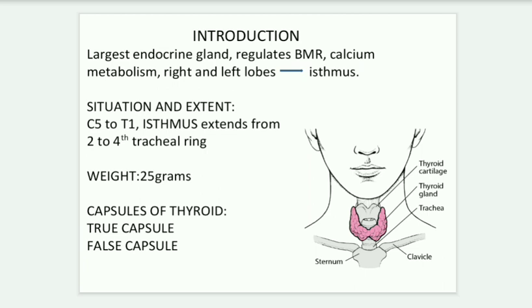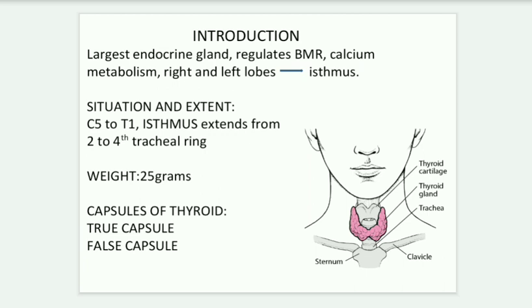Capsules of the thyroid gland: there are two capsules which surround the thyroid gland. It is your true capsule and false capsule. Your true capsule is a peripheral condensation of the connective tissue. It can also avoid hemorrhage during operations, so at that time the thyroid can be removed along with the true capsule. And next your false capsule, as it is derived from the pretracheal layer of deep cervical fascia.